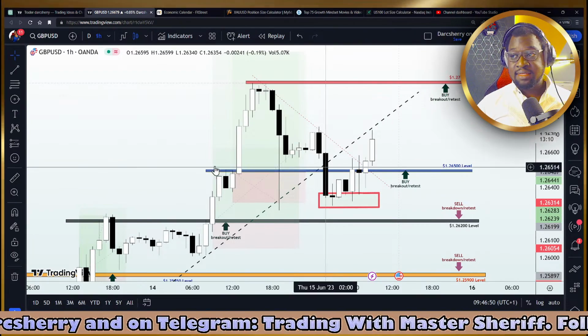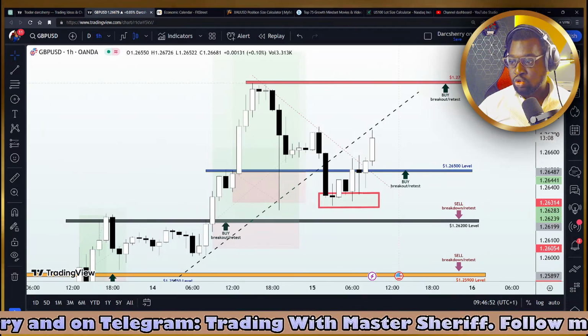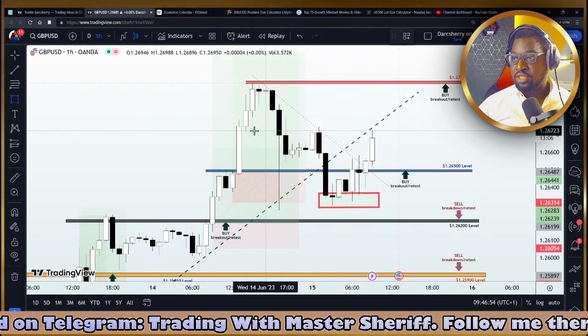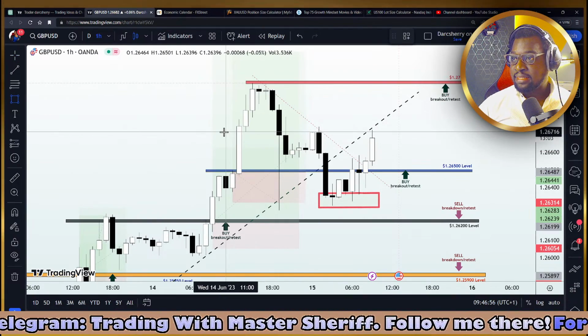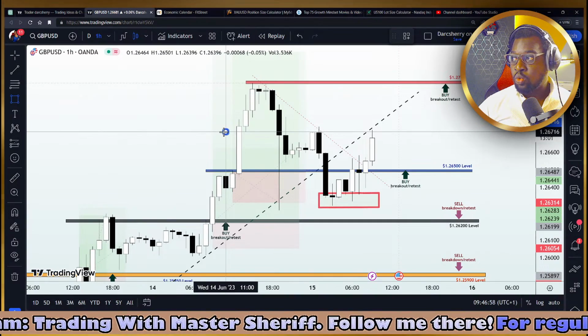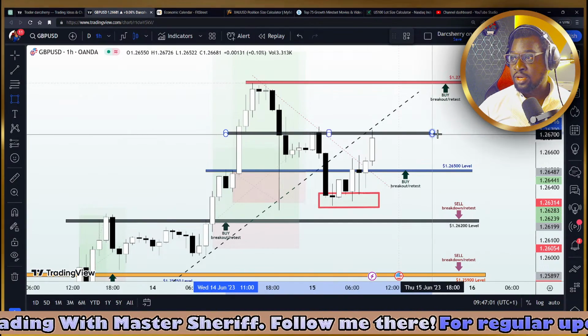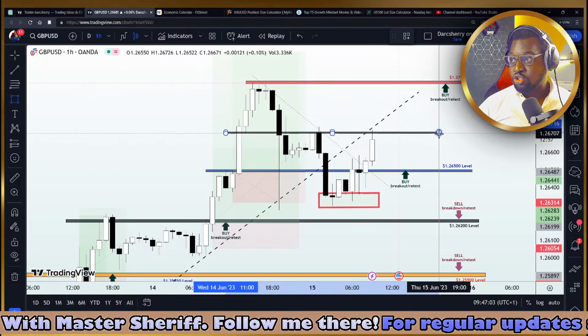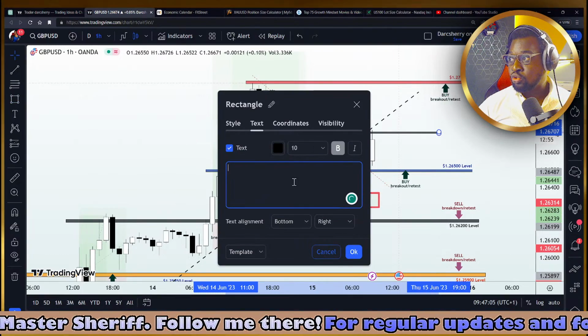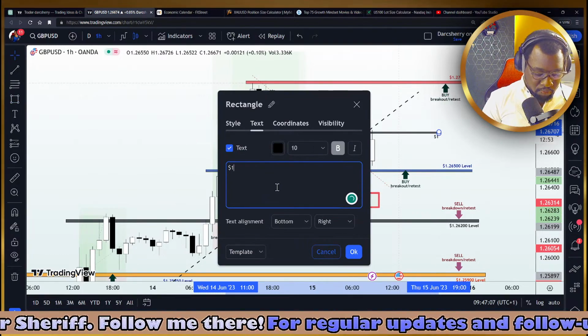Now, to make things a little bit easy for us to be able to capture any more trading opportunities here, I've been able to identify a level at the 1.267210 level. You want to mark this out on your chart so that it can help you to hold on a second.